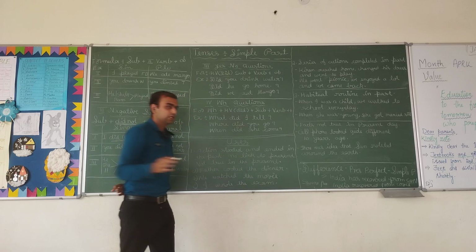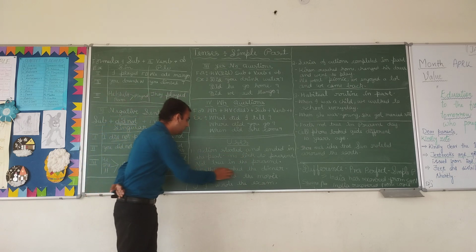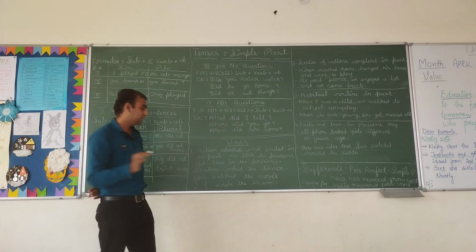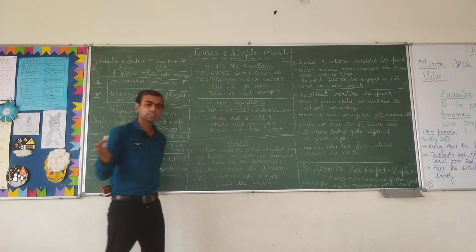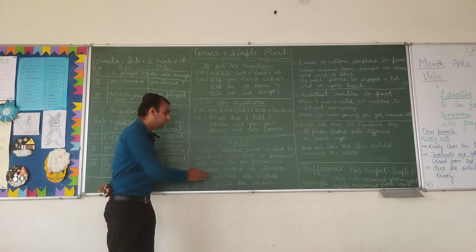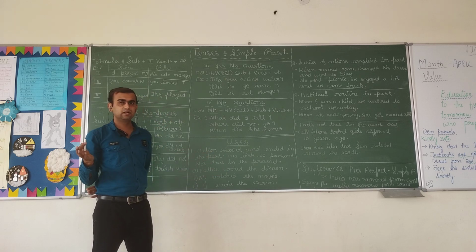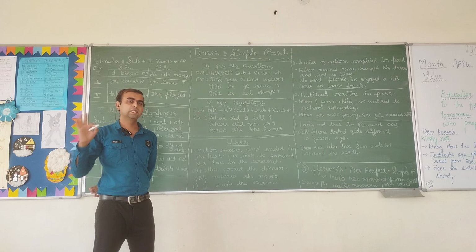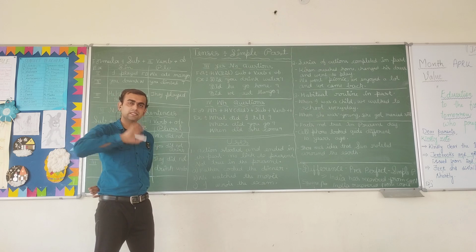Example: father cooked the dinner, we watched the movie, I wrote the exam. Father cooked the dinner, which is an action already done. We watched the movie, I wrote the exam, etc. An action which is already done in the past. There is no link to the present tense.